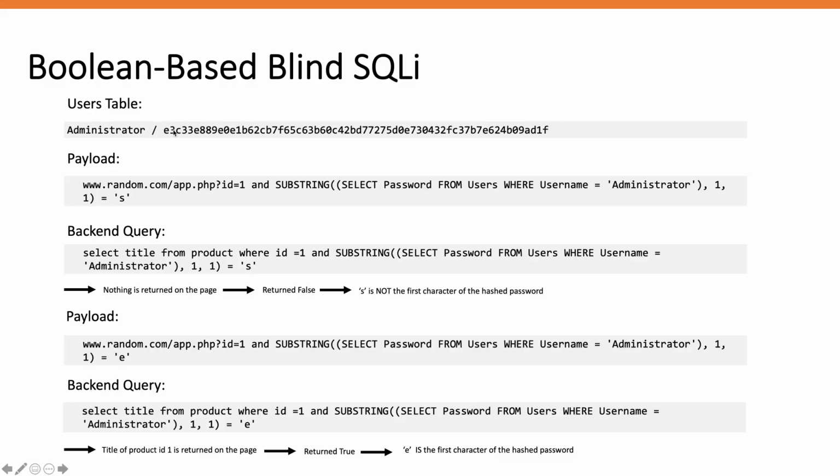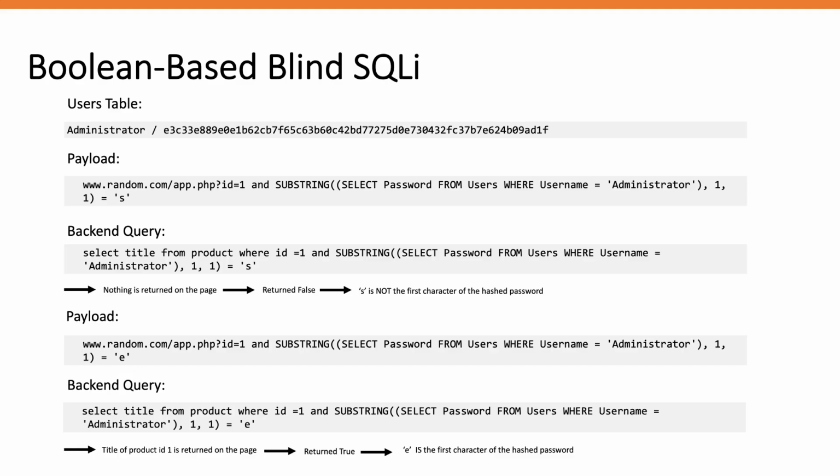And then you loop through the alphanumeric characters until you get another true statement. And then that means you discovered what this character is. And then again, you loop through all the alphanumeric characters until you discover what this character is, and so on until you output the entire string of the hashed password. And this could take thousands of requests. Obviously, you can't do it manually, and so you have to automate the task.